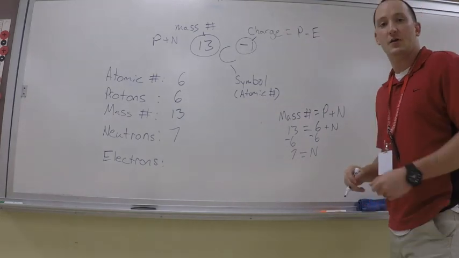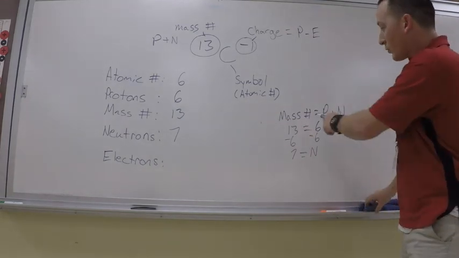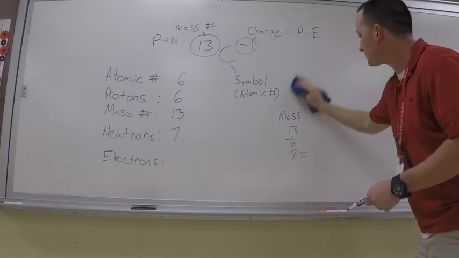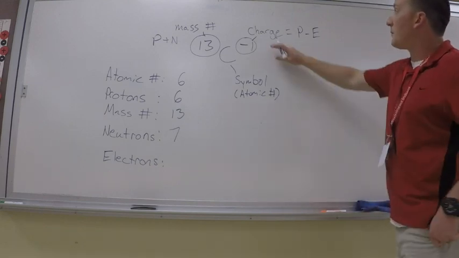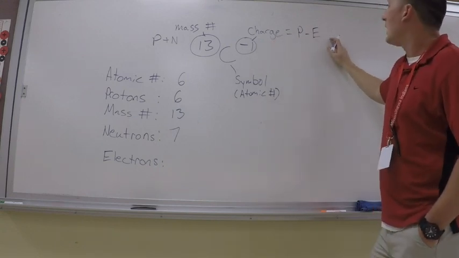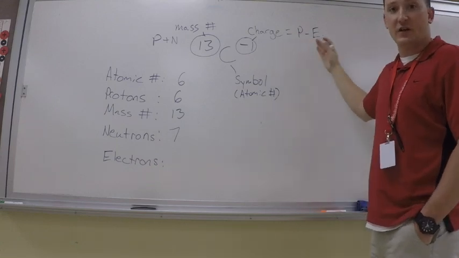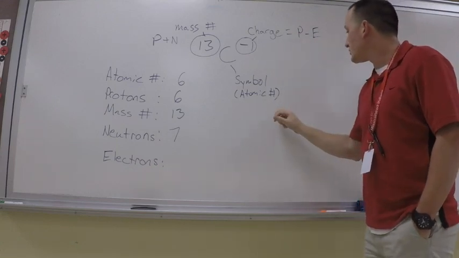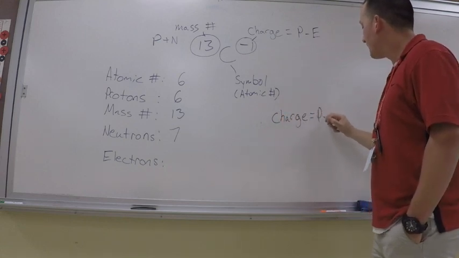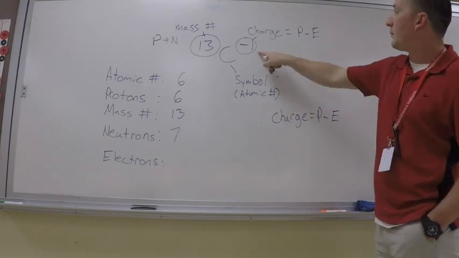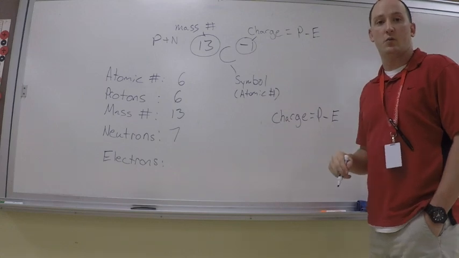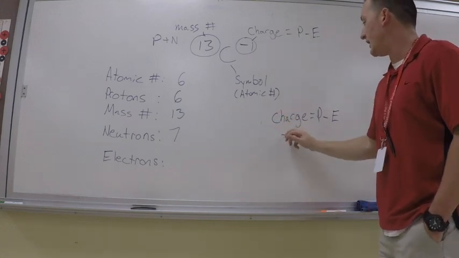Then the last thing I need to determine is my electrons. So I'm going to erase this math right here and go to determine electrons. And I'm going to use this equation now. And that equation is charge equals P minus E. And P stands for protons, E stands for electrons. So I've got charge equals P minus E. Now, I'm going to use this right here in the top right-hand corner. So the charge on my carbon is a -1 charge. So what that means is I'm going to plug in -1 for charge.